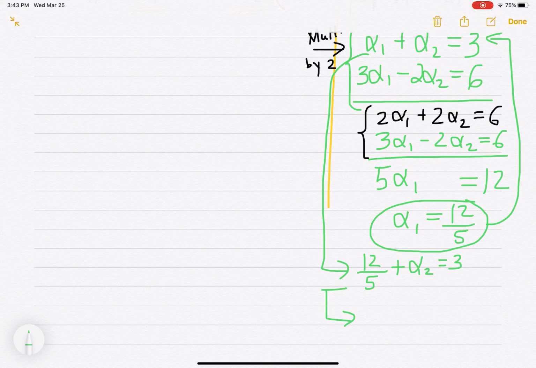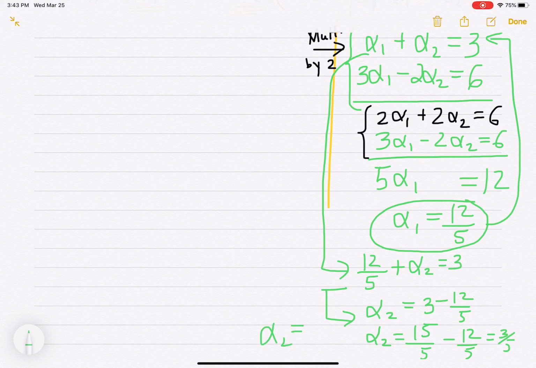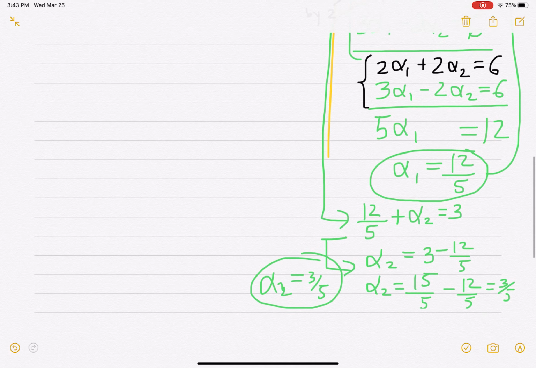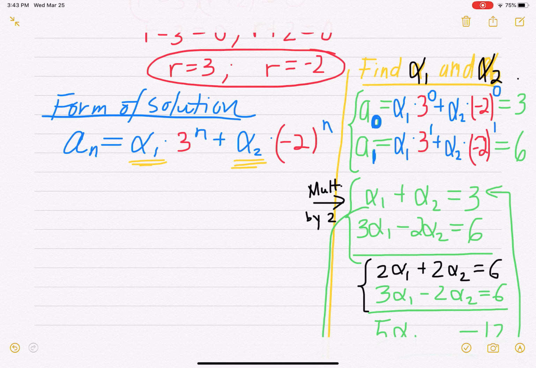This is going to give alpha 2 equals, subtract 12/5 from both sides, 3 minus 12/5. Well, 3 is the same thing as 15 over 5. 15 over 5 minus 12/5 is 3/5. So alpha 2 is 3/5, it looks like. Okay, so now we're just going to plug those numbers into our form to get our actual solution. Remember, alpha 1 was 12/5, alpha 2 was 3/5. So here's the actual solution.